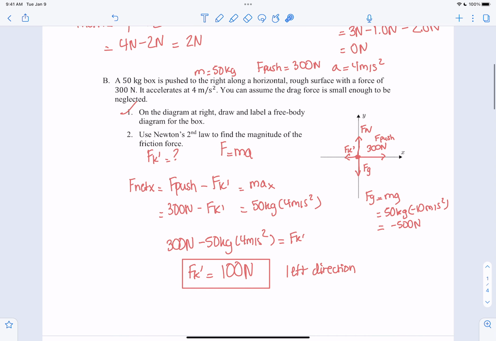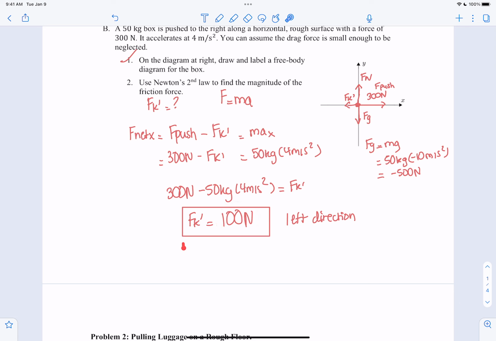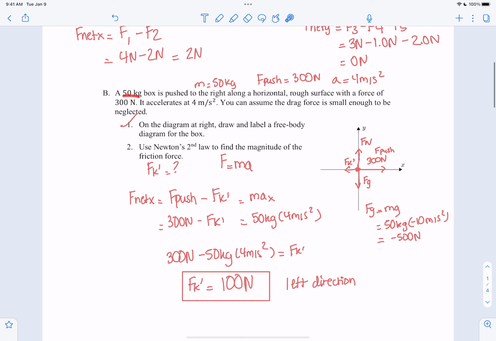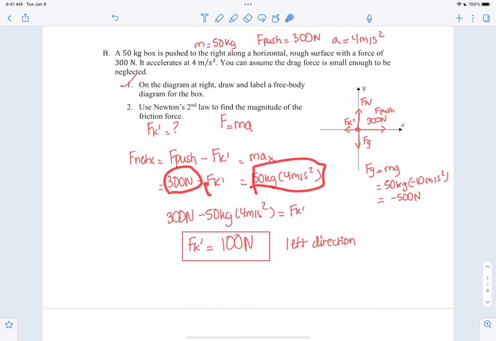Yes, the answer for this one here, so we're trying to figure out the magnitude of the friction force. So FK prime, that friction force, is equal to 100 newtons. That's its magnitude. You wouldn't say F net is equal to 100 because that would indicate that the overall net force is 100 newtons, but it is actually 200 newtons because F net x is equal to MAX. If you put in 50 kilograms as your mass and 4 meters per second squared as your acceleration, you should get 200 newtons for your overall net force. But if we have 300 newtons minus the 100 newtons here for the magnitude of the friction force, then we get 200. So your magnitude of friction is 100 newtons.